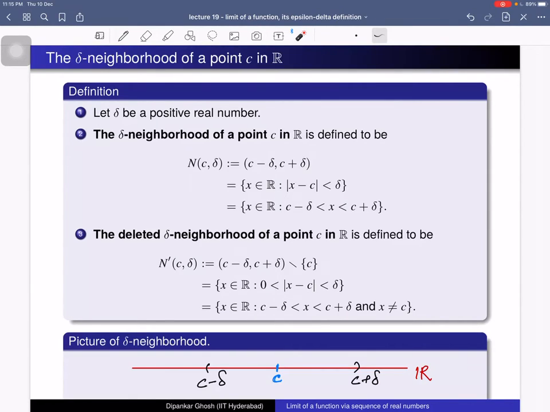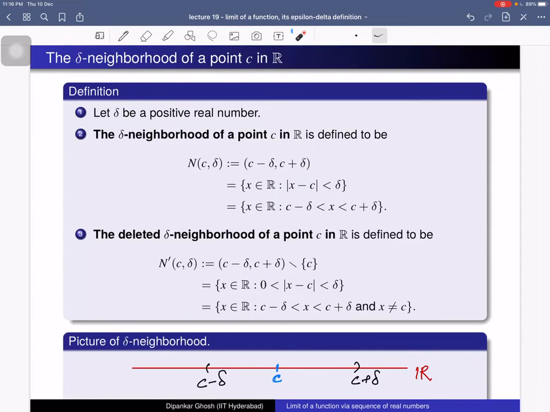We should recall the notation of delta neighborhood. Consider a positive real number delta. Then the delta neighborhood of a point c in R is just the open interval, the collection of all real numbers lying between c minus delta and c plus delta, excluding these two points. That means the collection of all real numbers x such that the absolute value, the distance between x and c, is less than delta, or x lies between c minus delta and c plus delta.